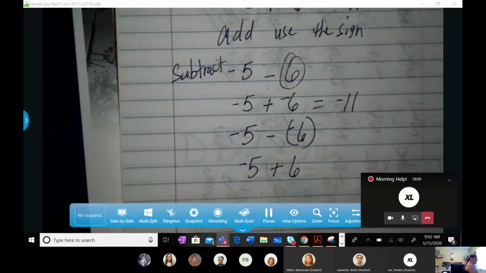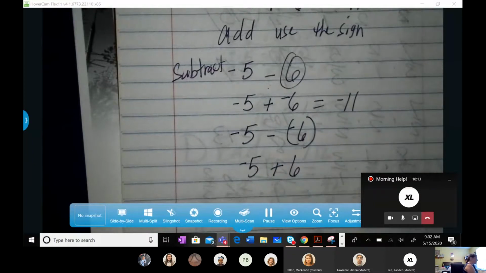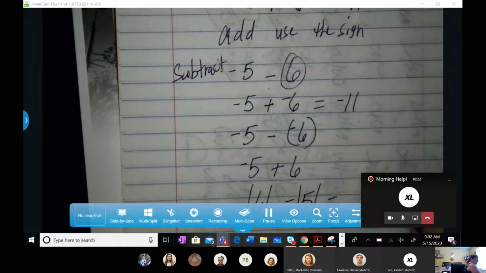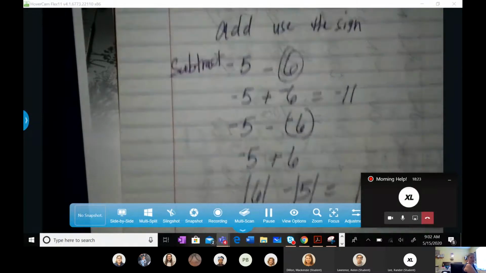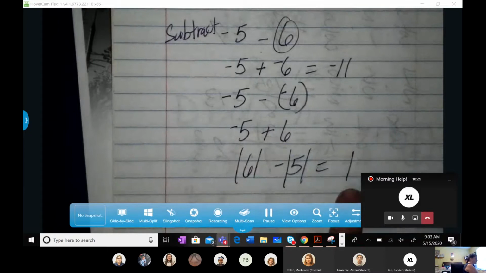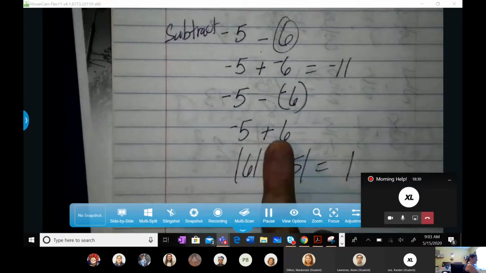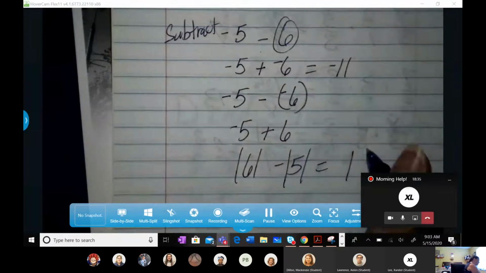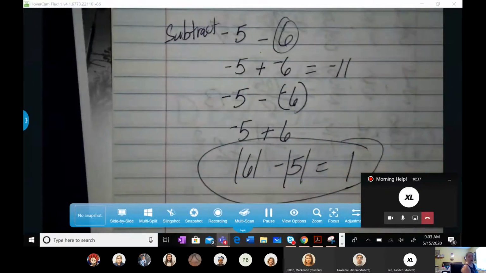And so what we have to do is we kind of have to look at, we take that absolute value, right? So if this is 6 and this is 5, we subtract them. So I would do the absolute value of 6 minus the absolute value of 5, which is 1. And then whatever the sign is of that larger one, that's what we use. So since 6 is positive, we're going to make that a +1. Okay, so hopefully that is what you got from that information.